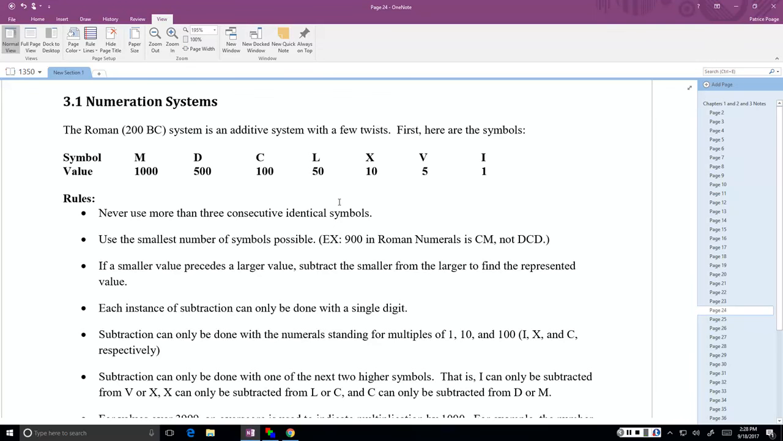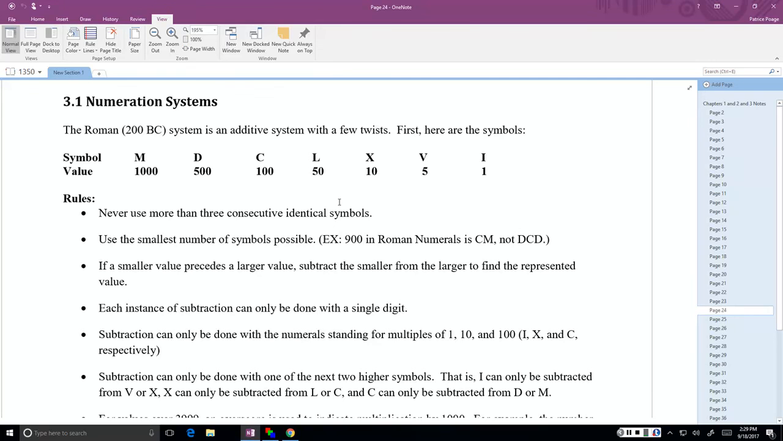You can never use more than 3 consecutive identical symbols. For example, we can't say LLL, that's 150. We can't do that. More than 3, just kidding. We can't say LLLL. We can use 3, not more than 3. You always want to use the smallest number of symbols possible. For example, 900 in Roman numerals is CM, not DCD. I know you don't know what either of those are yet, but they both look like they could be 900, but you'd have to go with the CM because it's fewer symbols.